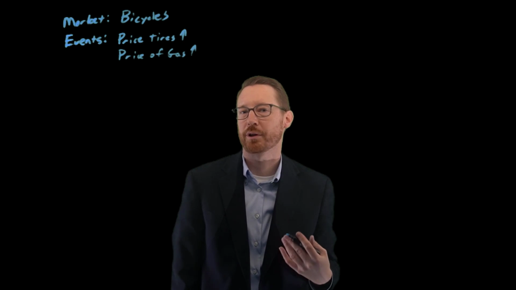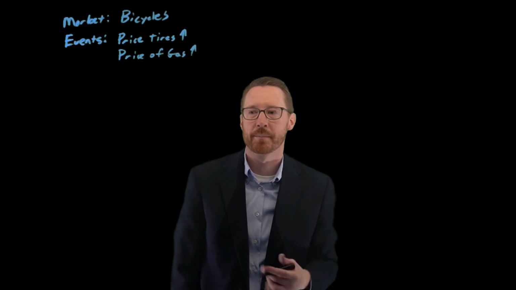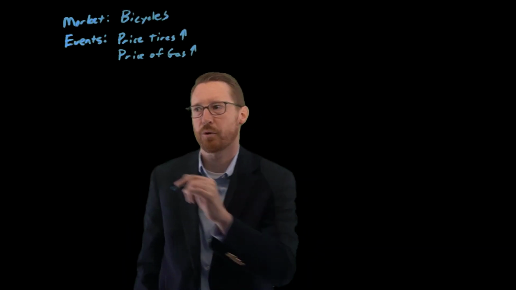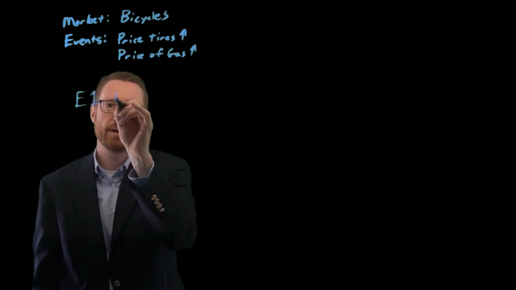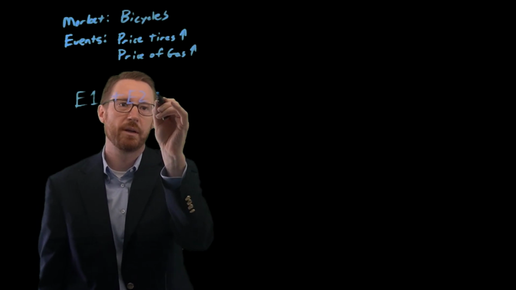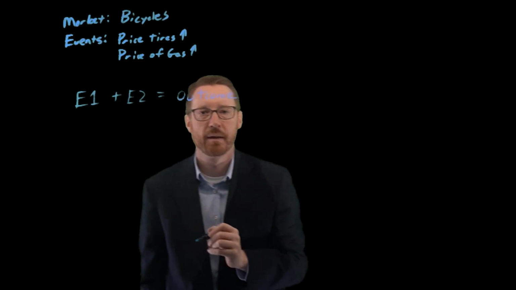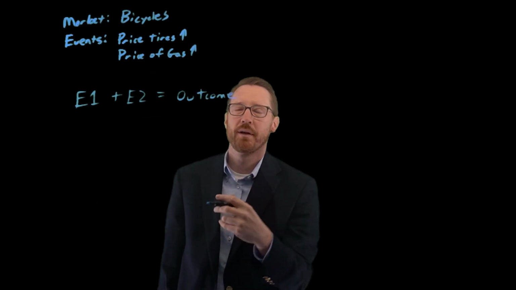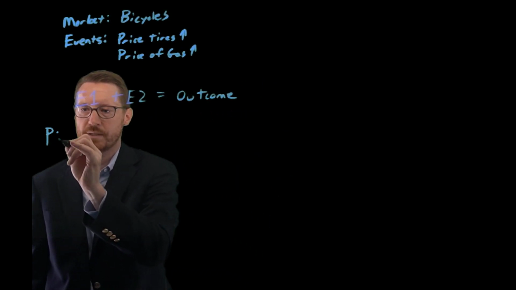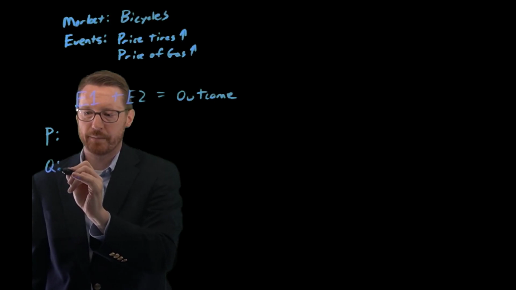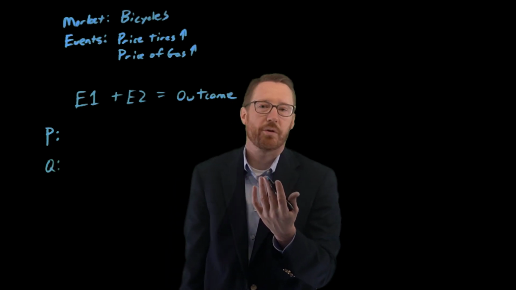So how do we work through a complicated problem like this where we've got multiple things going on? Well, it turns out it's relatively straightforward. If we just think about our first event, so event 1 plus event 2, we can end up with our outcome. And we want to think about the outcome in terms of price and quantity. So we're going to want to do this for price and for quantity. All right, so let's go ahead and work through it.